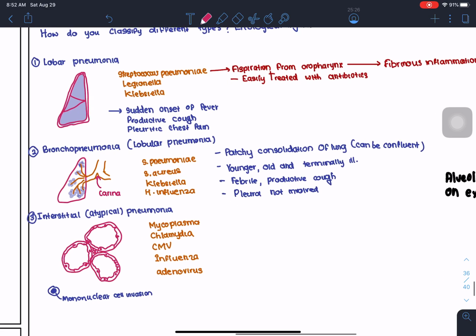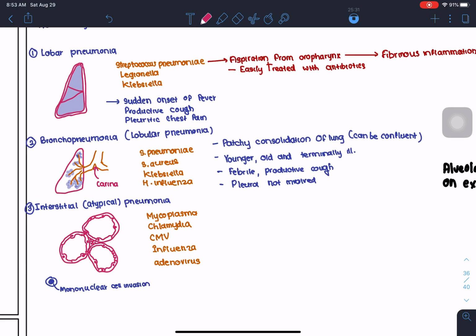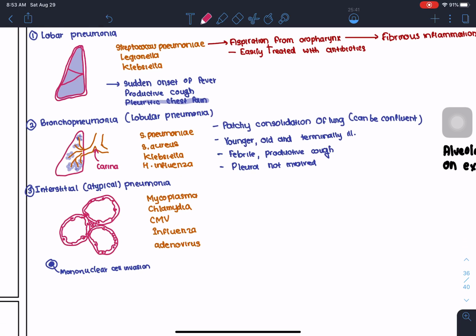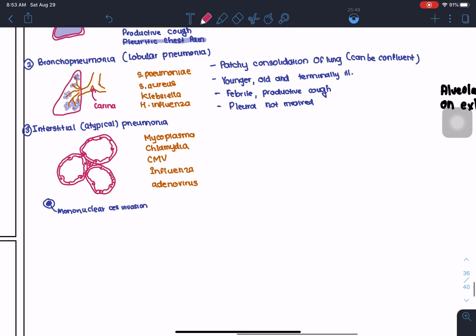Okay, so let me begin it again. In lobar pneumonia, you get pleuritic chest pain. This is a sharp, intense pain you can get. On sudden breathing, you get a sharp chest pain. In bronchopneumonia, the pleura are not involved, so you do not get this.